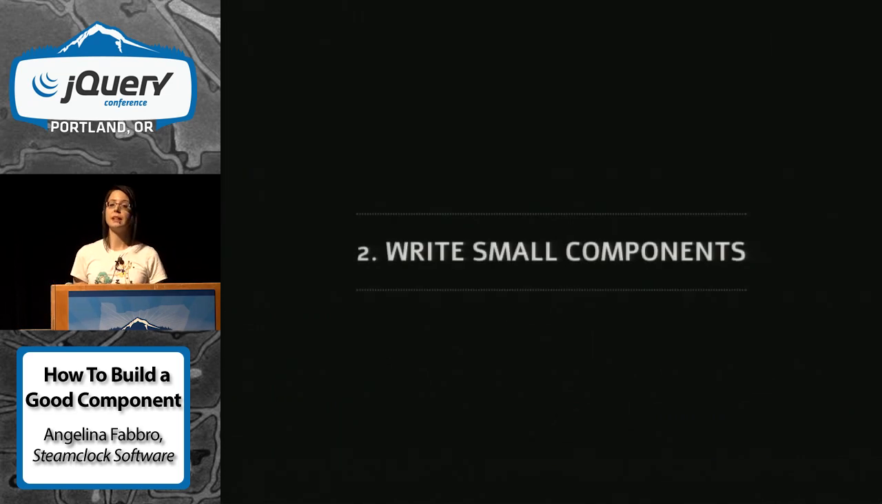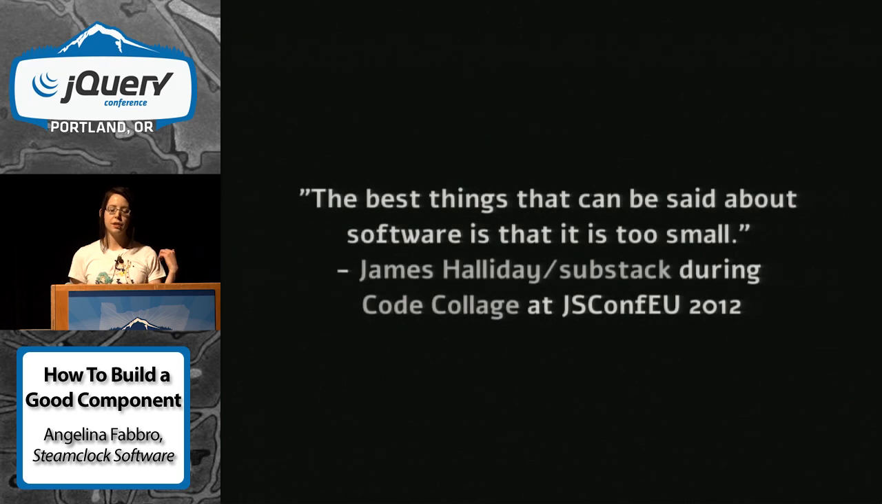And as I mentioned, writing small components. Your component should do one thing really well. And this is a quote from James Halliday. He's also a gentleman who goes by Substack. He's a fairly prolific Node module publisher. And he gave a talk called Code Collage at JSConf that was all about writing very small programs. And I realized that he and I had very similar philosophies on writing software. And he said the best thing that can be said about software is that it is too small.